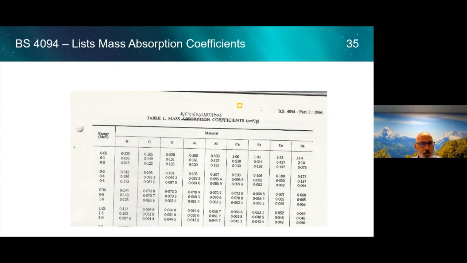An absorption coefficient, since we're talking about them, tells you how much energy has been deposited in the material, so how much energy it has absorbed from the interaction. An attenuation coefficient simply tells you how much radiation has been removed by the shielding material. Attenuation is not the same as absorption.